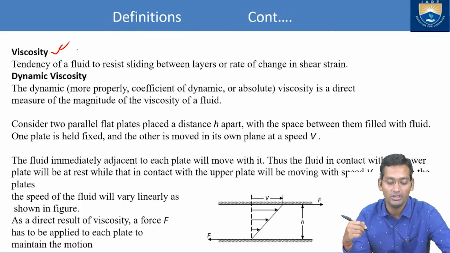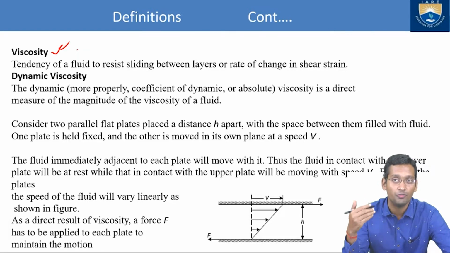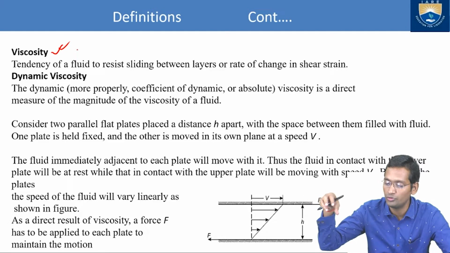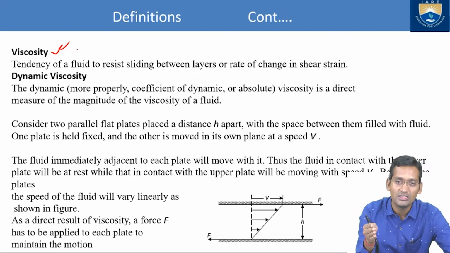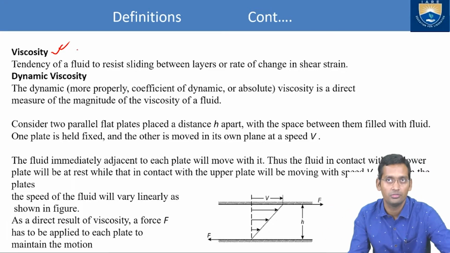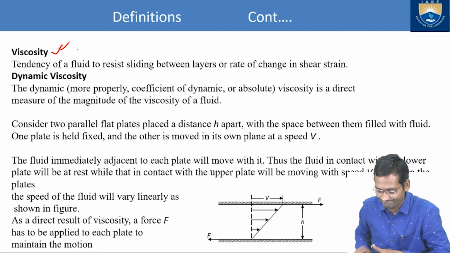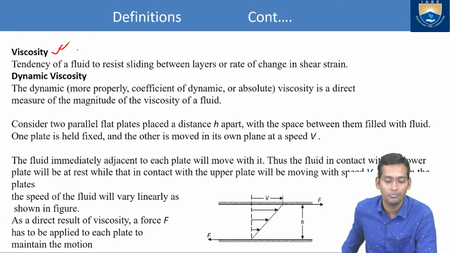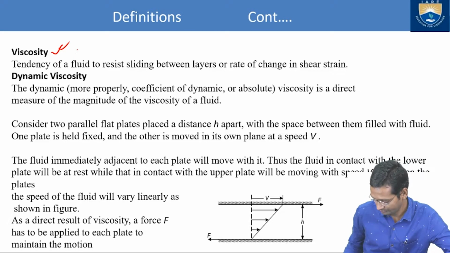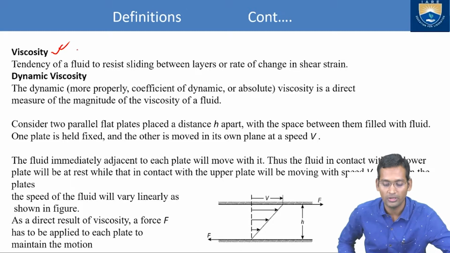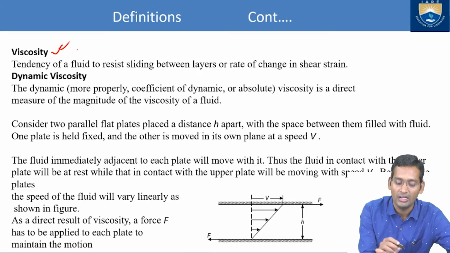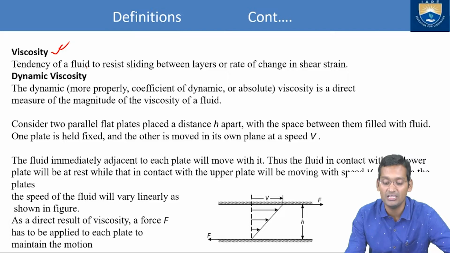So how will that be there? Like in the case of fluid, suppose in a container fluid is there. Why is it in the container? Why is it not flowing? If suppose you drop some water here, what happens? Slowly it starts moving, not suddenly. How it moves depends on which type of surface is there. So let's see, viscosity is the tendency of a fluid to resist sliding between layers, or the rate of change in shear stress.